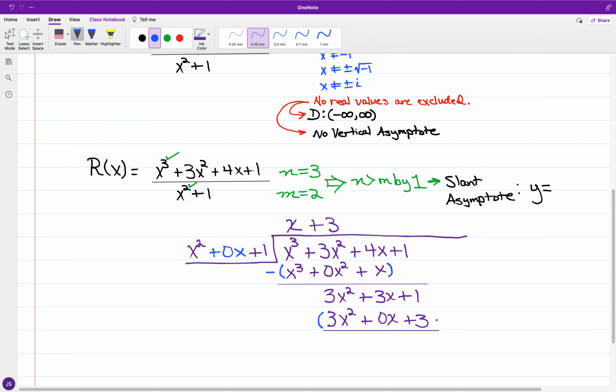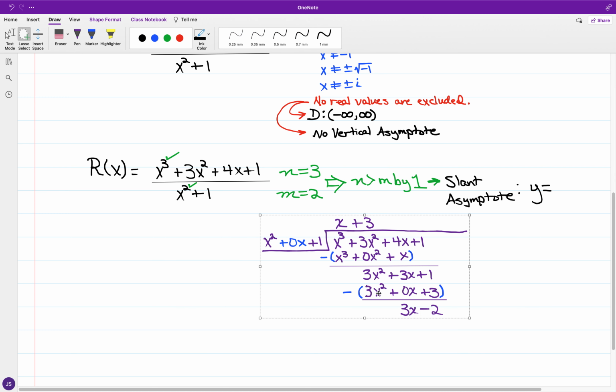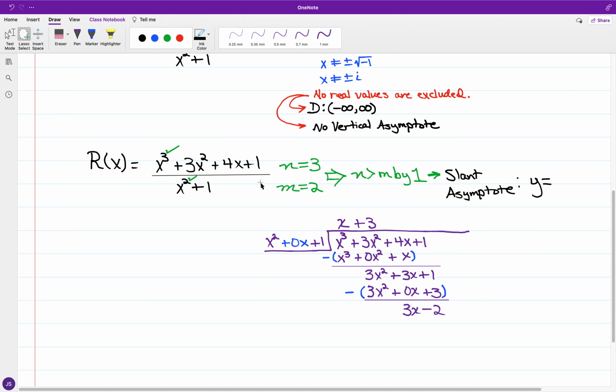Applying subtraction once again, 3x squared goes out, and we have 3x to be brought down, and we have 1 minus 3, which will be negative 2. Now 3x minus 2 is going to be the remainder, and I cannot take x squared directly into 3x. So the resulting quotient is x plus 3, and that will be the expression that is going to define the slant asymptote.